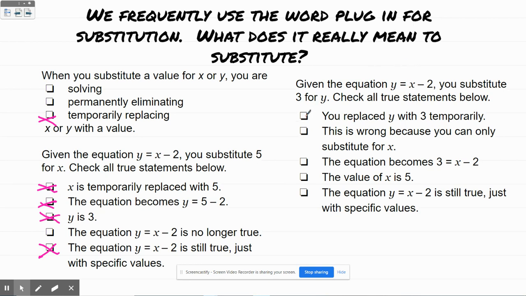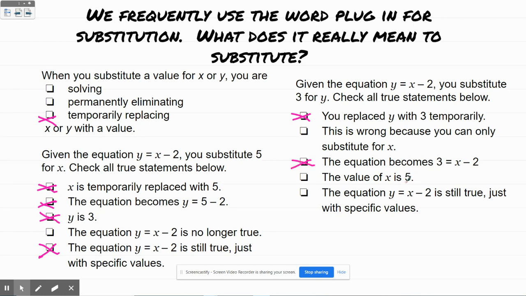You would replace y with 3 temporarily. Is it wrong? Can you only substitute for x? No. You can still substitute for y. We just usually substitute for x when we make an XY table, so it might not be as well practiced. The equation would then become 3 equals x minus 2.